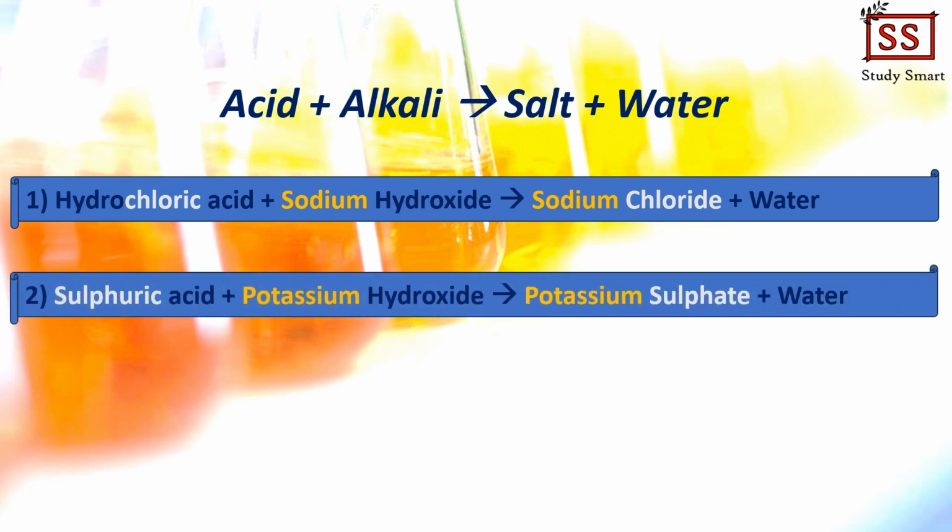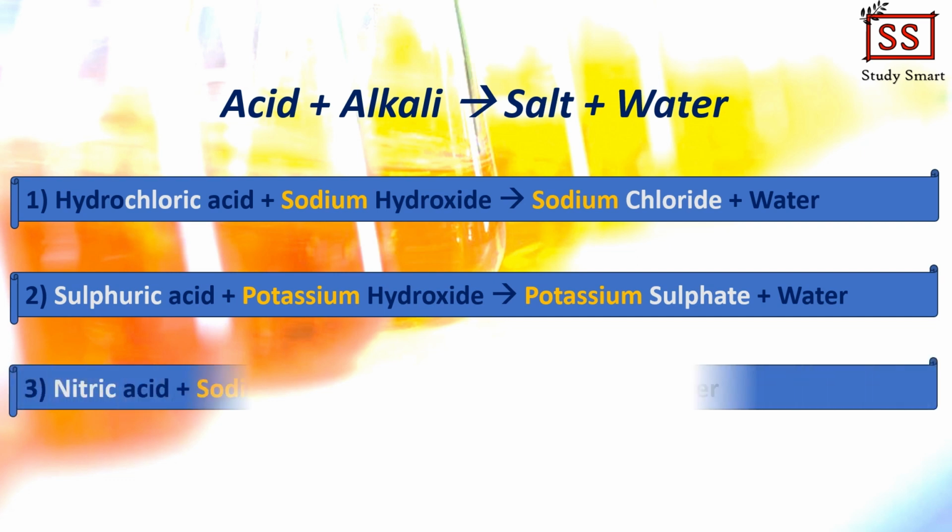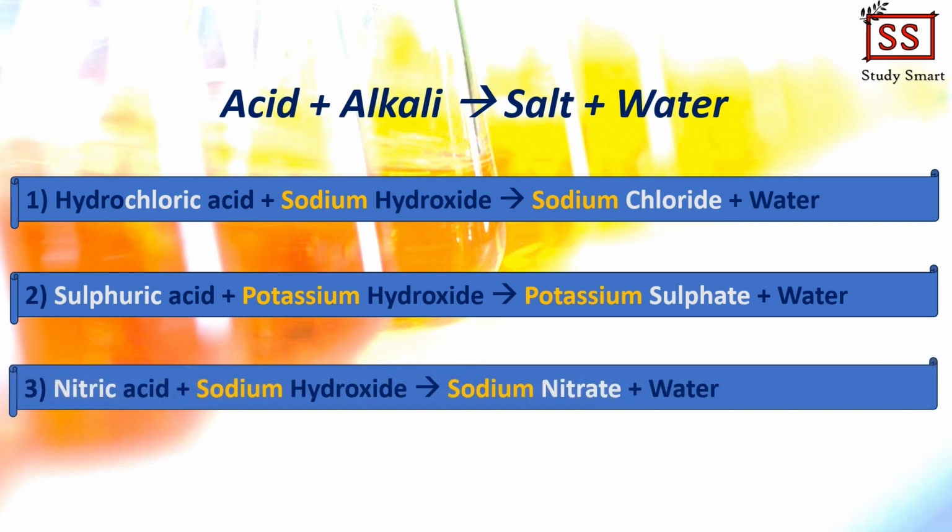The second example is the reaction between sulfuric acid and potassium hydroxide. The salt that is being produced is potassium, the name coming from the alkali, and sulfate, the name coming from the acid. So, the salt is potassium sulfate. Let's see the last example. We have the reaction between nitric acid and sodium hydroxide. So, the salt produced will be sodium nitrate, taking the name from the alkali and the acid that are involved.